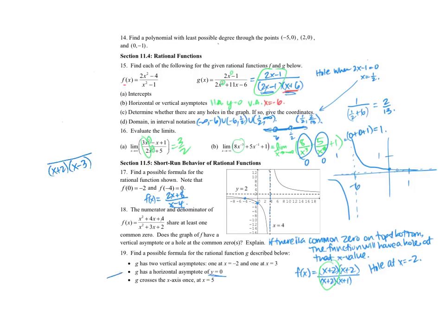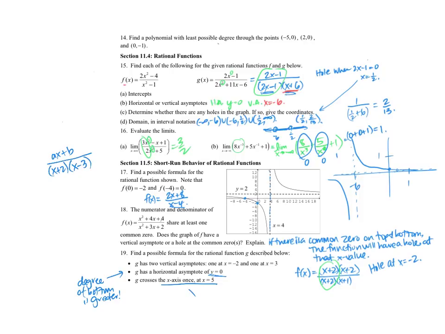Okay, then it has a horizontal asymptote at y equals 0. So what does that mean? That means the degree of the bottom is greater. Okay, and so this is maybe some linear thing on top, ax plus b, something like that. And then I know, so I have a linear thing over a quadratic thing, so that'll have a horizontal asymptote of 0.